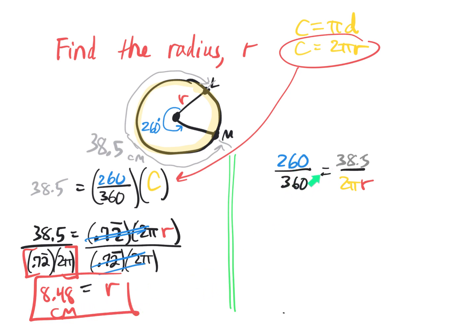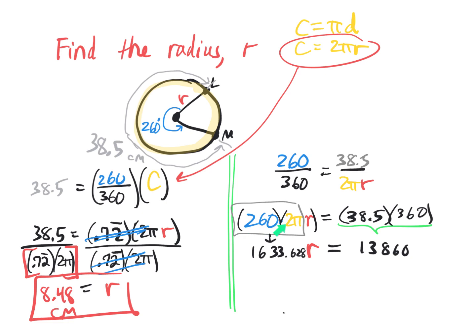Cross multiplying, using our calculator wisely, r will be about 8.48 centimeters. And 260 times 2 times pi is about this number, and it's all multiplied by r. And this product is 13,860. So when we divide both sides by the 1633.628, we'll have r all by itself is approximately equal to, and we should get the exact same thing, about 8.48.